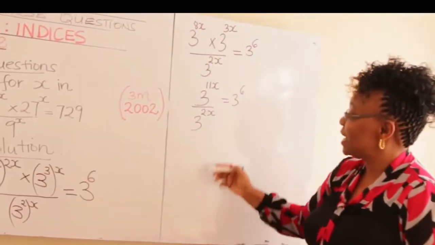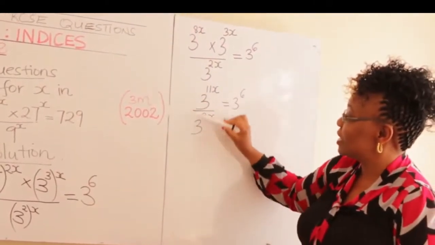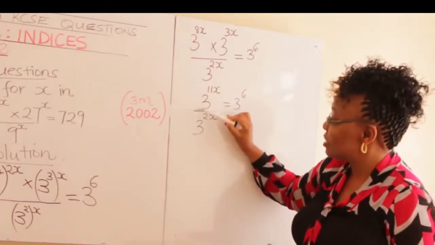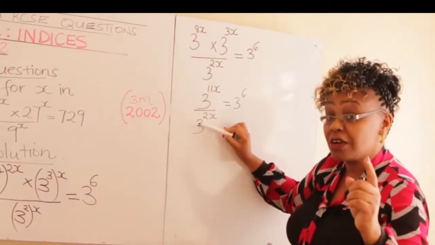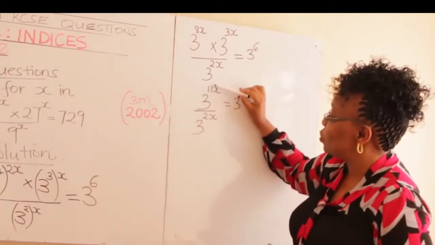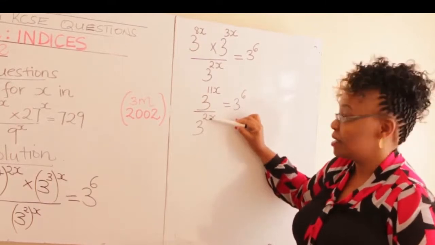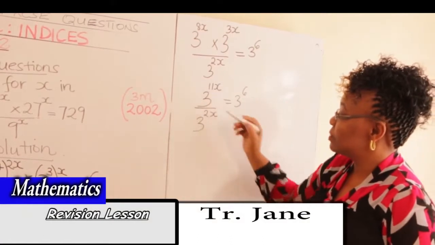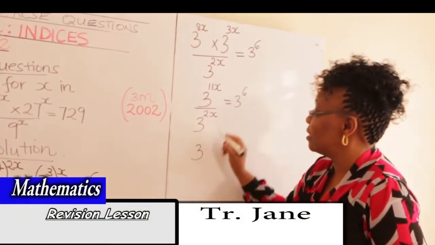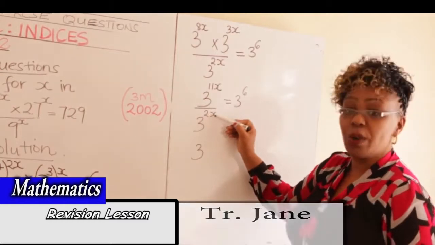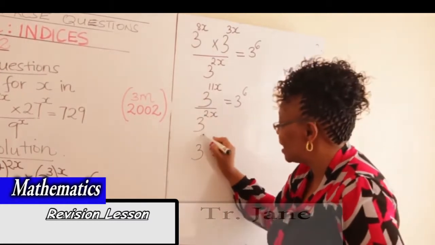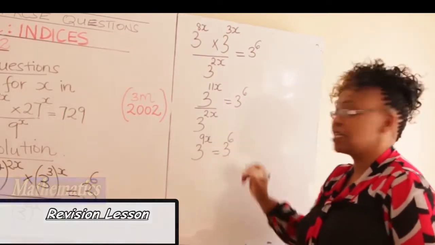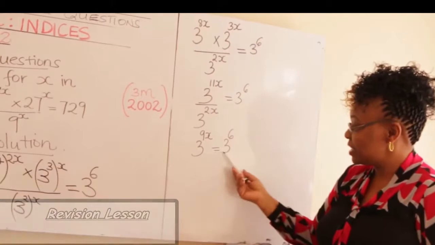Yes. Then from there, look at this side. You are dividing common bases. 3 raised to that, divide by 3 raised to that. According to the rules of indices, what do you do? You subtract the powers. If you are dividing using common bases, subtract the powers. So this will be 3 raised to 11x minus 2x, which gives us 9x. Is equal to what? 3 raised to 6.